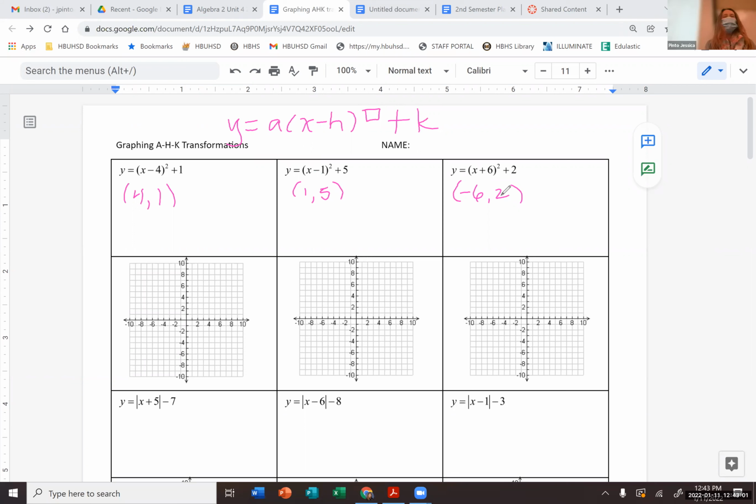You can just do the front for now. And I'm going to stop when Sophia, who I can see easily, has finished finding all of her HKs. All right, cool. So students, we found our HK.